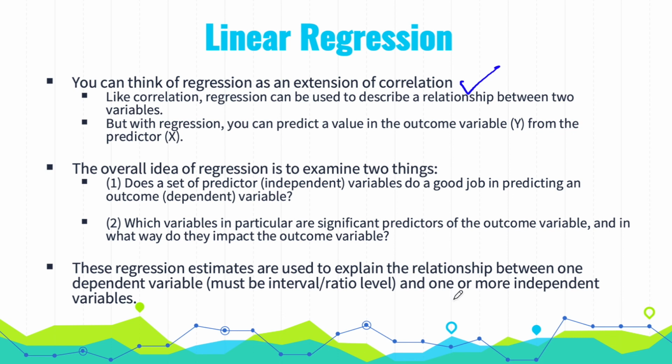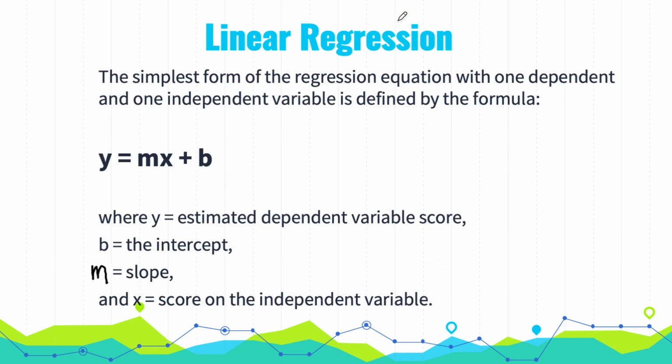These regression estimates are used to explain the relationship between one dependent variable, which must be an interval or ratio level variable, and one or more independent variables. The simplest form of the regression equation with one dependent and one independent variable is defined by the formula y equals mx plus b. It might look familiar. Y is the estimated dependent variable score. B is the intercept or the constant. M is the slope, and x is the score on the independent variable.